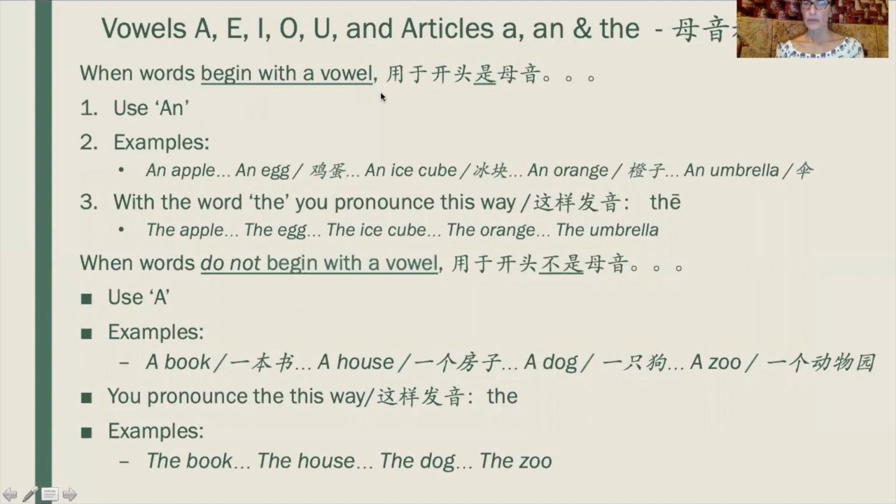So when words begin with a vowel, then you use an. And here's an example of nouns that begin with a vowel. Okay, here's A, apple, egg, ice, I, O for orange, and U for umbrella. So because these words begin with a vowel, you say an apple, an egg, an ice cube, an orange, an umbrella.